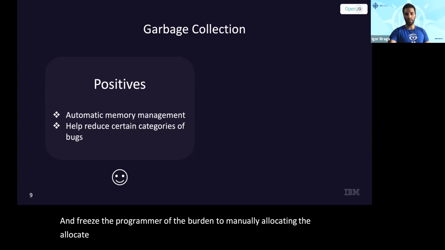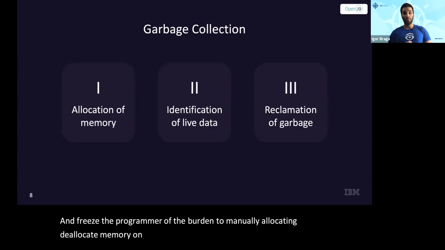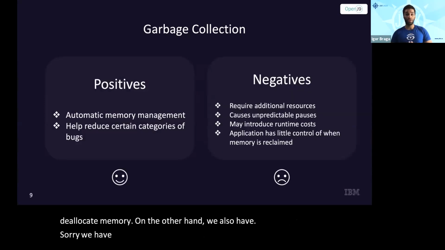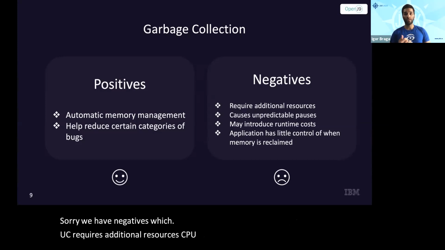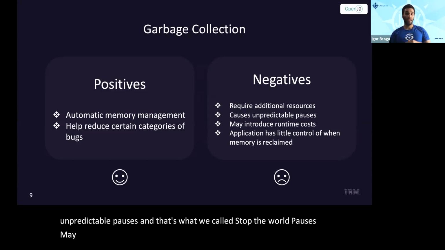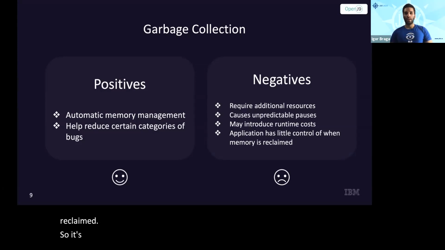On the other hand, we also have negatives. GC requires additional resources, CPU and memory usage, causes unpredictable pauses, and that's what we call stop-the-world pauses, and may introduce runtime costs. The application has little control of when memory is reclaimed. So it's a trade-off, right? It does have this positive and negative.